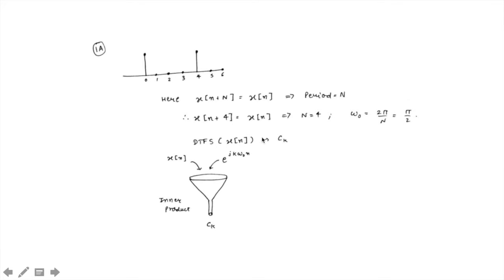From the discrete time Fourier series of our discrete time signal x of n, we would get coefficients ck. So the range of k is from 0 to 3. How we get this coefficient ck is, we perform the inner product on x of n and e raised to j k omega 0 n, where omega 0 is again the fundamental frequency that we have calculated here.